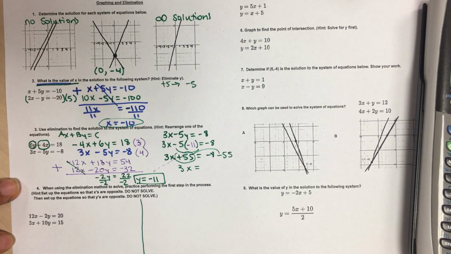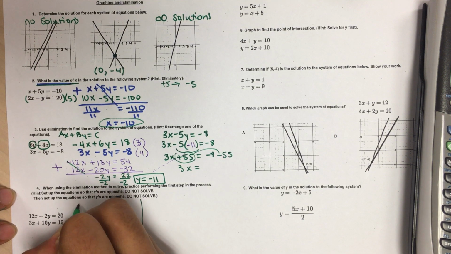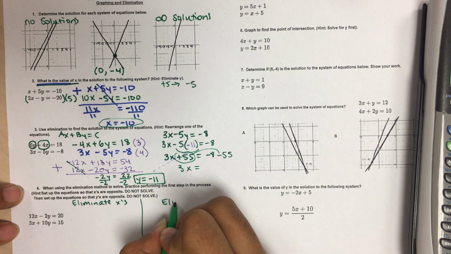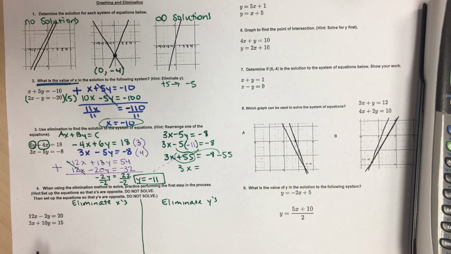Let's set it up here. I'm going to do 2 halves. Let's set it up so that the x's are opposites. Eliminate x's. And then this will be my eliminate y's setup, okay? So, to eliminate the x's, I need to get opposite coefficients here on my x. So what can I multiply 3 by to turn it into a 12? I can multiply it by 4.